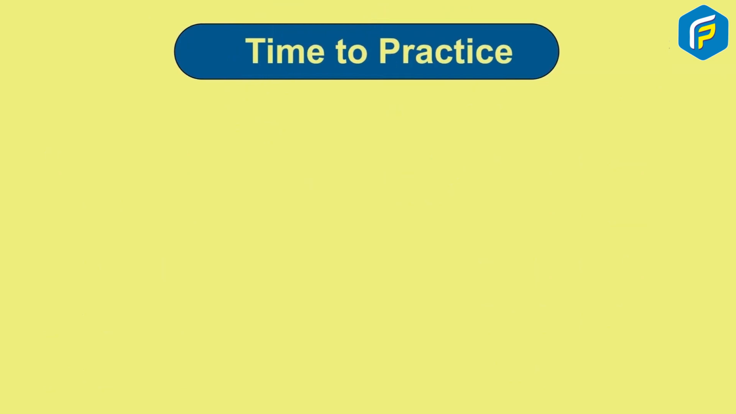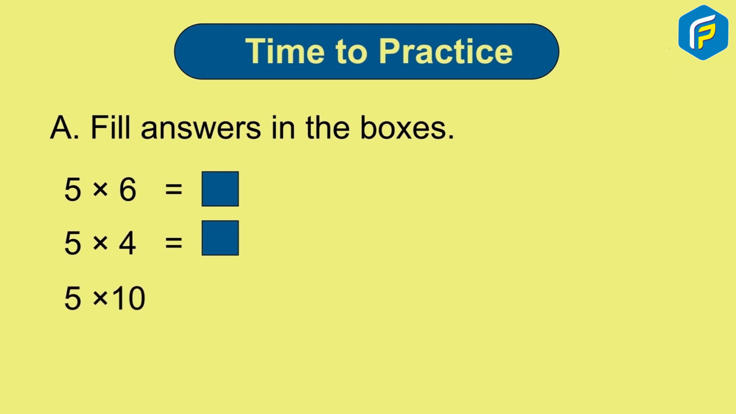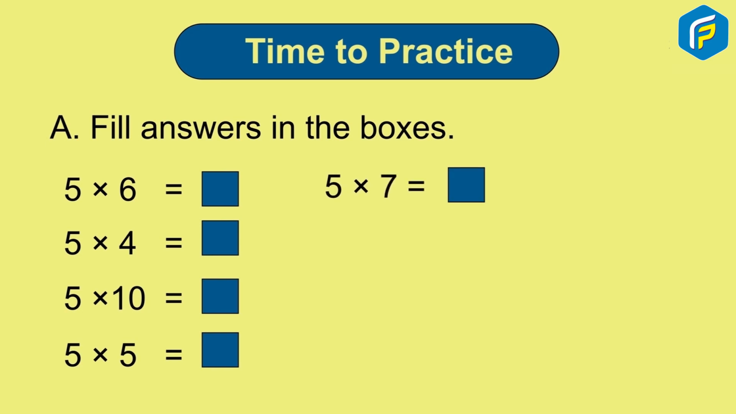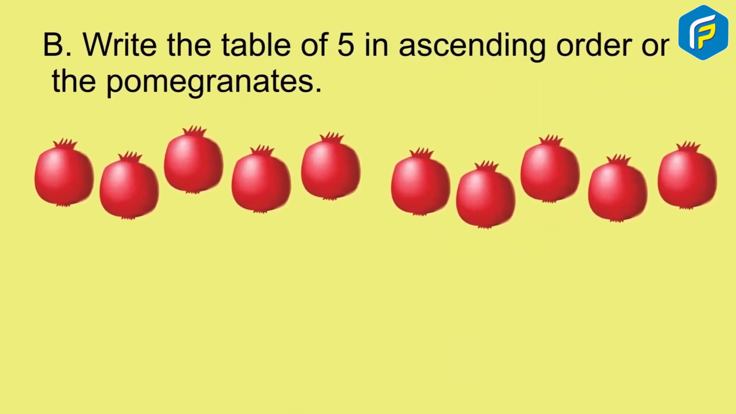Time to practice. Fill answers in the boxes. 5 into 6 is equals to. 5 into 4 is equals to. 5 into 10 is equals to. 5 into 5 is equals to. 5 into 7 is equals to. 5 into 9 is equals to. Write the table of 5 in ascending order on the pomegranates.